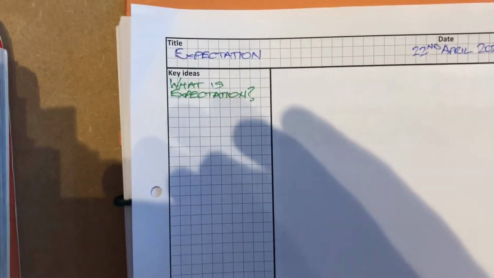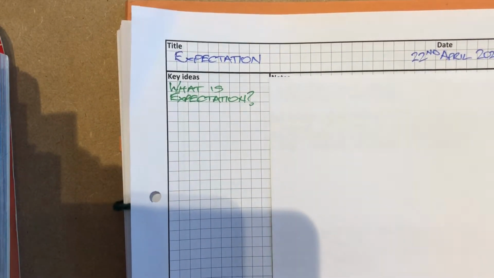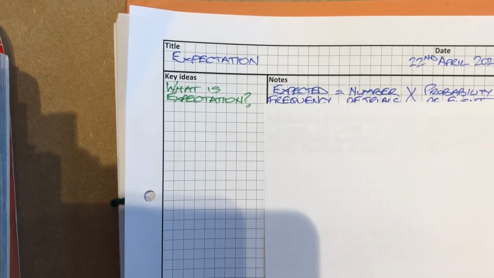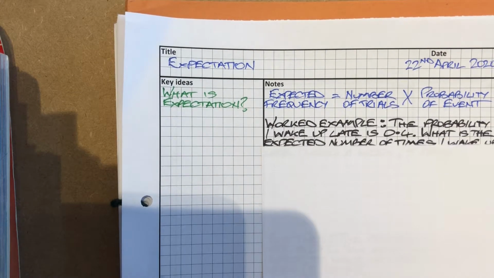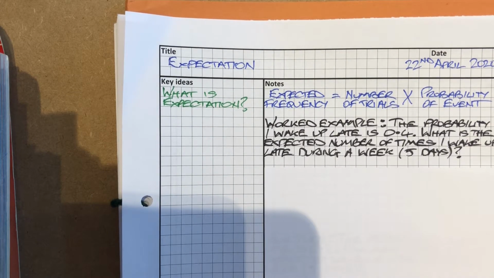I'd like to tell you about expectation. So, what is expectation? Well, another name for it is expected frequency, and frequency is how many times something happens. So the expected frequency is the number of trials, how many times you carry out the experiment, times by the probability of the event. Let's have a look at an example.